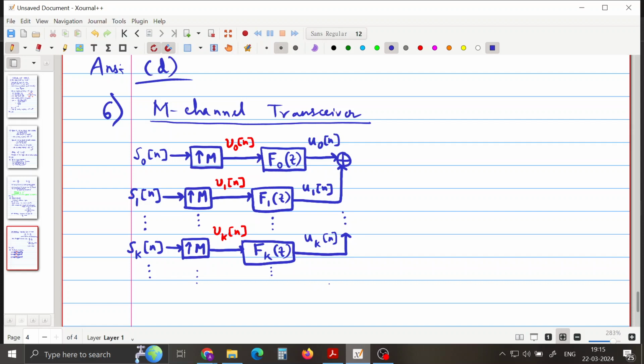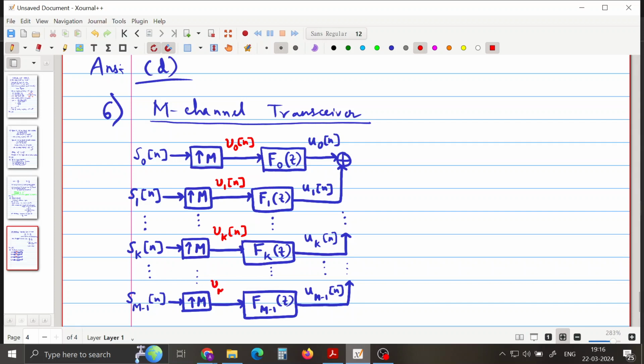Sorry, the mth branch, because there are m branches. So the last signal component would be s m minus 1 of n, which goes to the upsampler, followed by the filter f m minus 1 of z, producing an output u m minus 1 of n that gets added. And again my intermediate sequence would be v m minus 1 of n. That's the last branch. Fine.